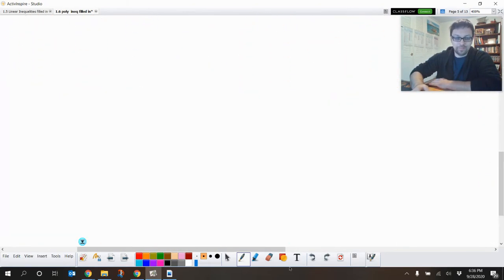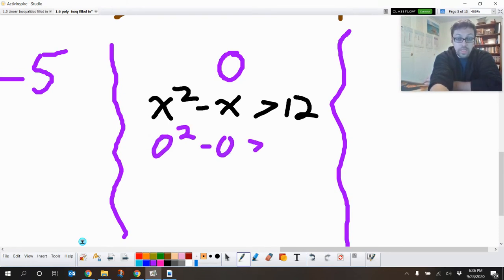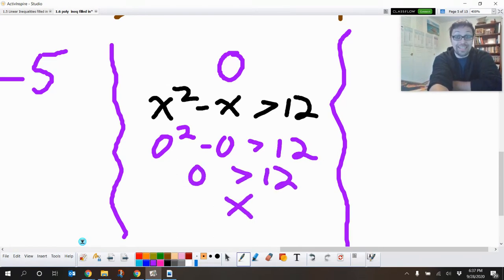Okay, I want to replace that x with a 0 and see if the statement comes out true or not. So is 0 squared minus 0 bigger than 12? Well, is 0 bigger than 12? No. So this is a bad place to be. My inequality doesn't work here.